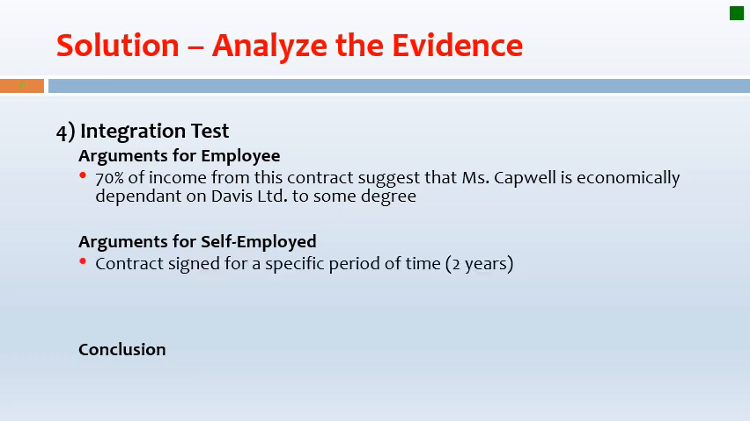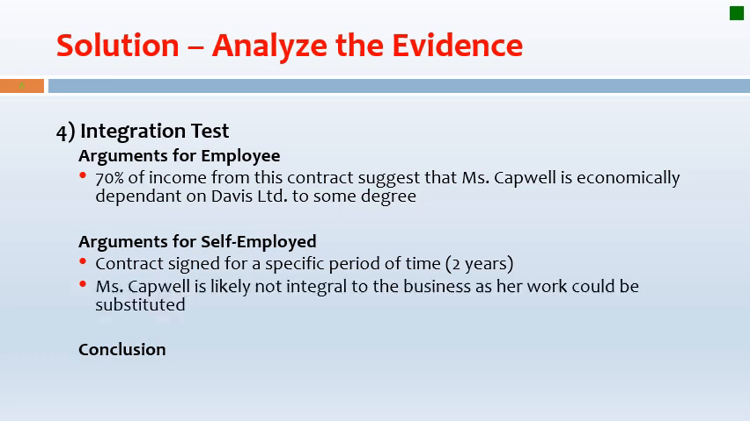Now, in the other corner, the arguments for the fact that she's self-employed are the idea that the contract is only signed for a specific period of time. At the end of the 2 years, there's no indication that Ms. Capwell will be necessarily kept on. In all likelihood, she's not specifically integral to the business, as her work could probably be replaced by some other architect.